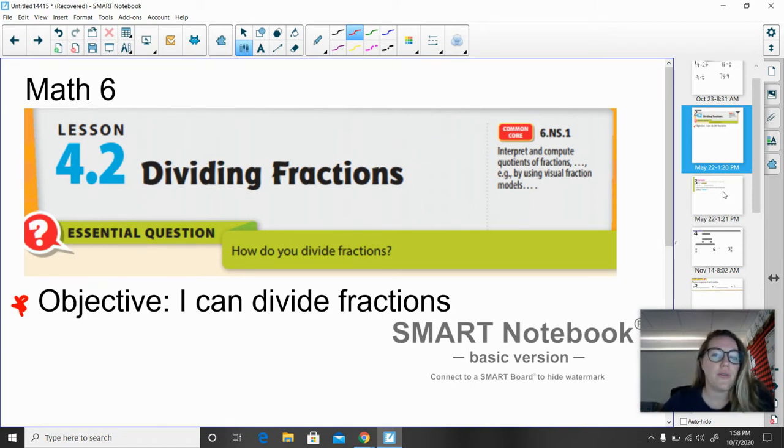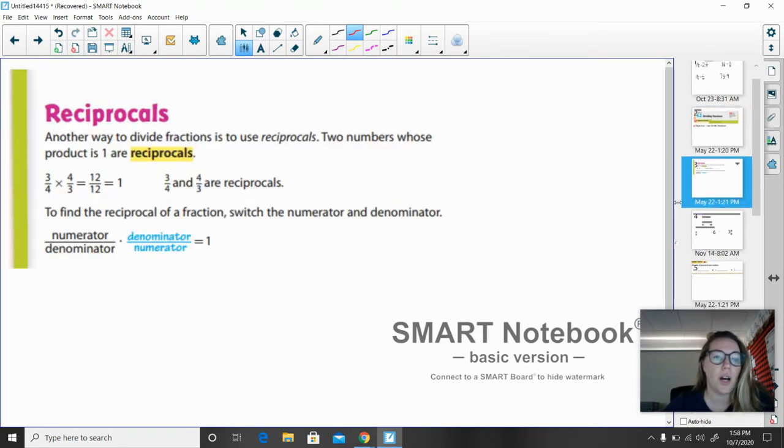So in order to divide fractions, the first thing that we need to know is what a reciprocal is. So go ahead and pause and write this down if you need to. Well, probably need to because it's your notes. So reciprocals are two numbers whose product is 1. So 3/4 and 4/3 are reciprocals because when you multiply them, you get 12/12, which is 1. So to find the reciprocal of a fraction, you switch the numerator and the denominator.